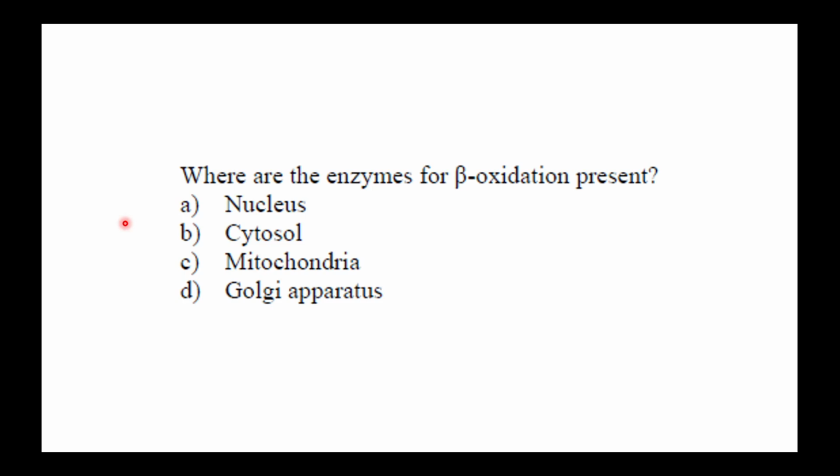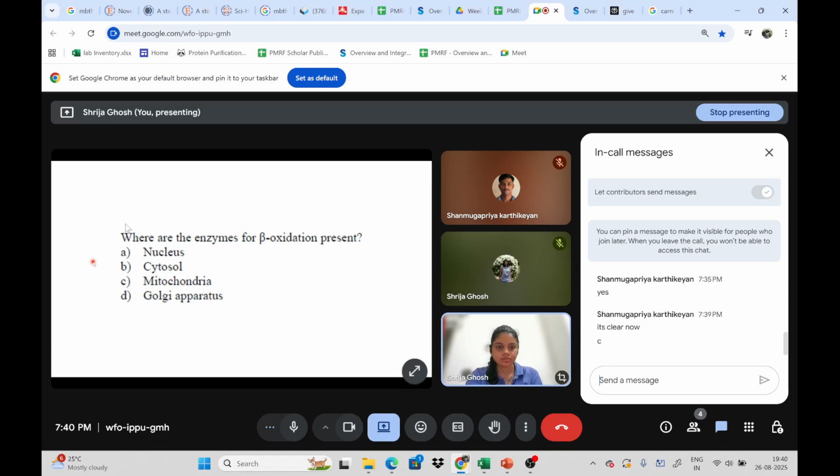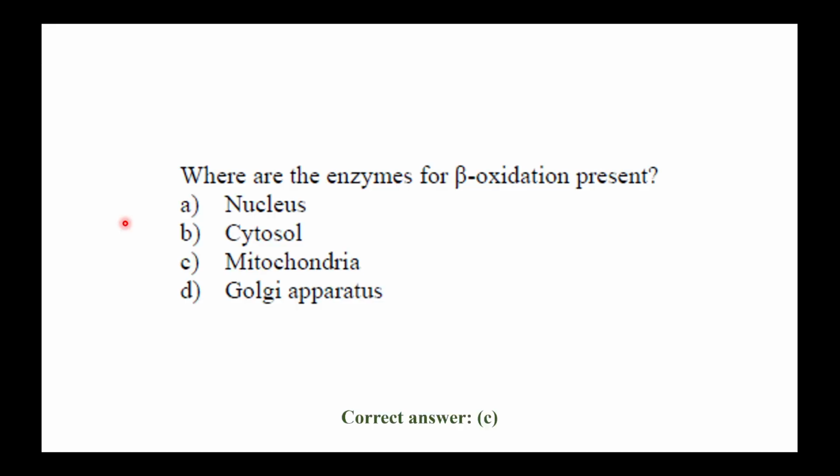Where are the enzymes for beta oxidation present? What is the site of beta oxidation basically? Where are the enzymes of beta oxidation present? You're saying option C, that is mitochondria. That is the correct answer. So, beta oxidation occurs in mitochondria.